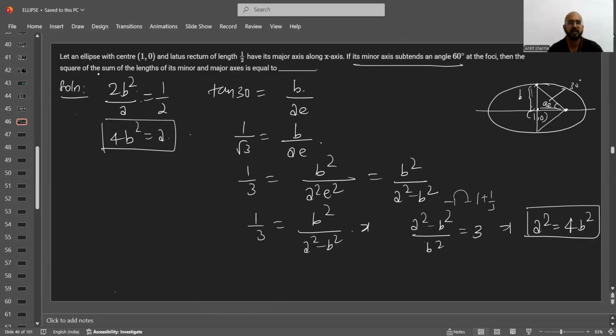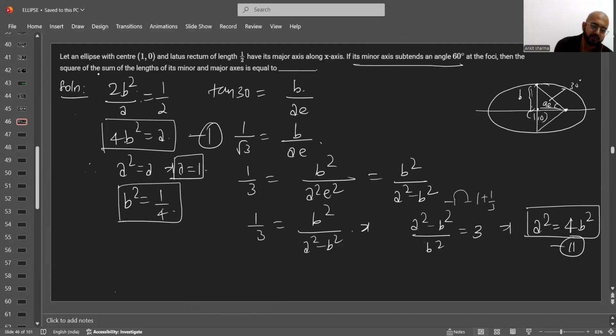Now I have 4B square is equal to A. So this is 1 and this one is 2. If I consider 1 and 2, then I'm going to have A square is equal to A. So this gives me A is equal to 1. So A is 1 and I can plug in here, so I get B square is equal to 1 by 4.